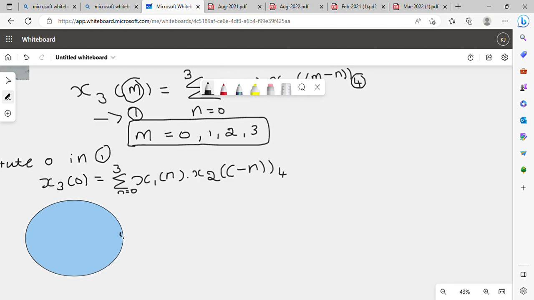I'll start over here and write x1 of 0, and here it is x1 of 1. And you're supposed to write it in anti-clockwise direction, students, right? That is your x1 of n. Your x1 of n should be written first in anti-clockwise direction. So please do understand that. So this is my x1 of 2.